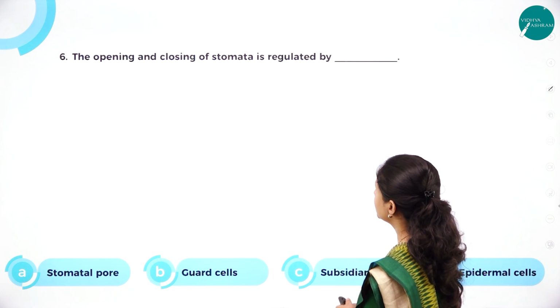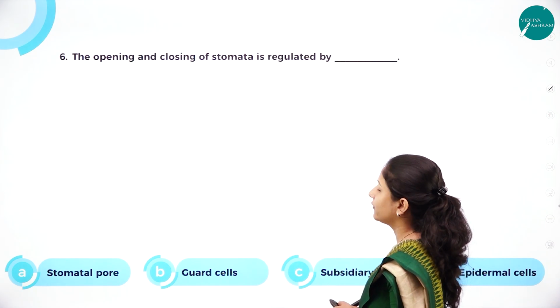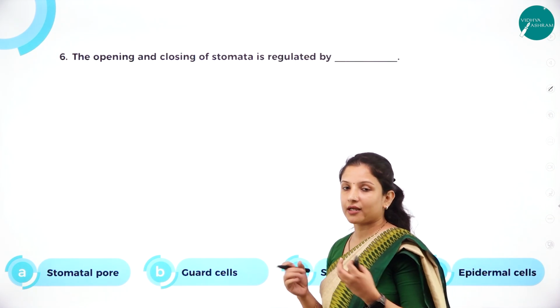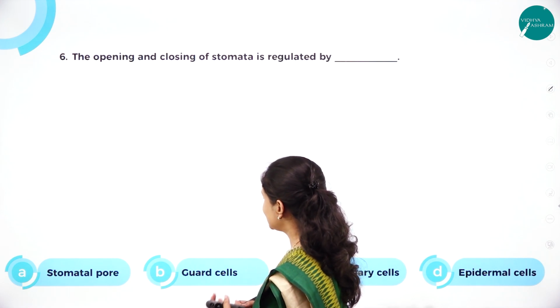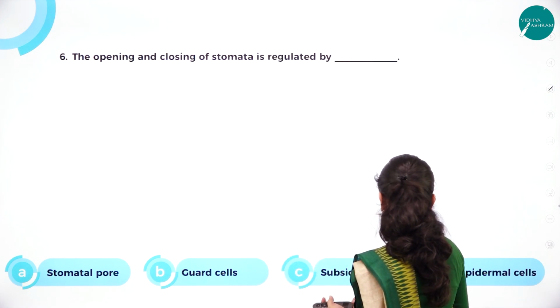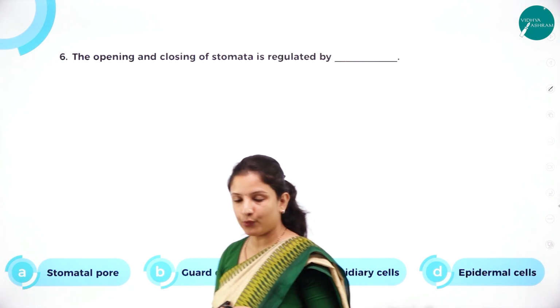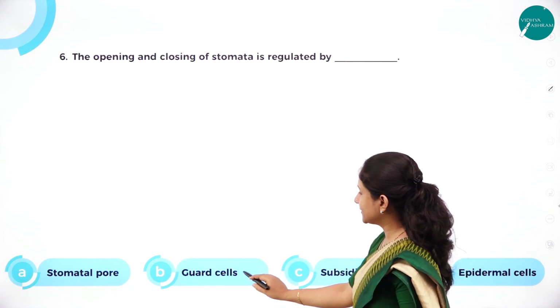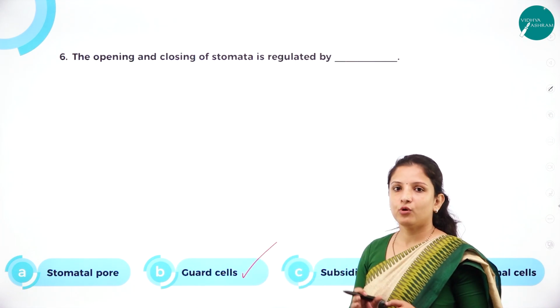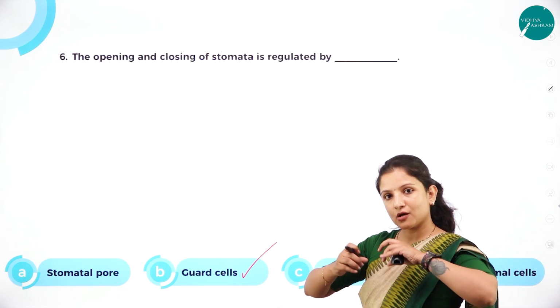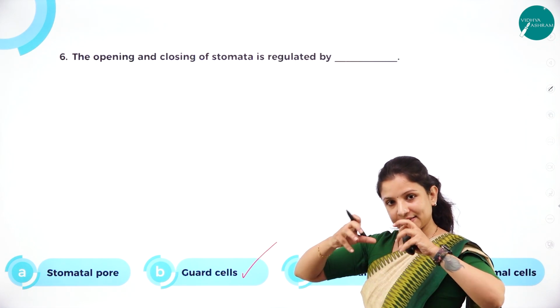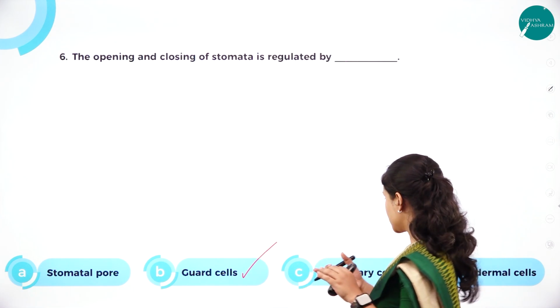The opening and closing of stomata is regulated by what? Is it the guard cells, subsidiary cells, epidermal cells or the stomatal pore? The right answer here is guard cells, option B. Stomatal pore? No, because when the guard cells open, a stomatal pore is created.